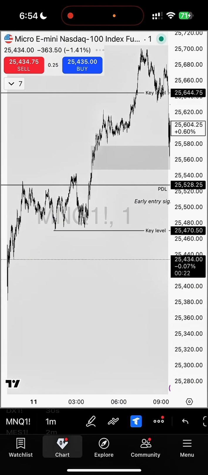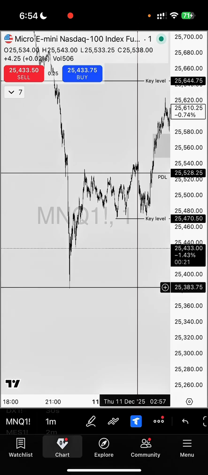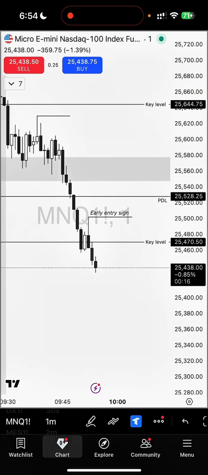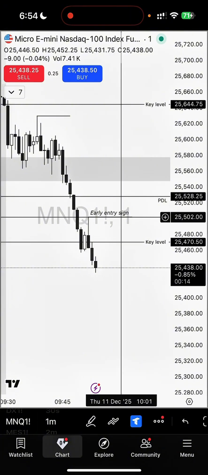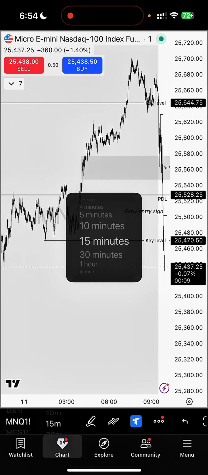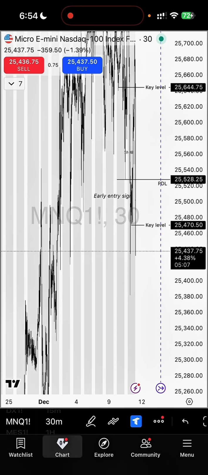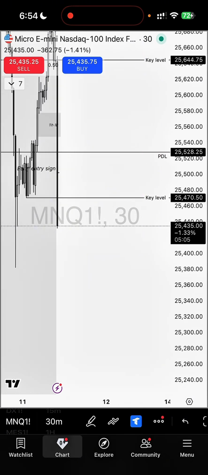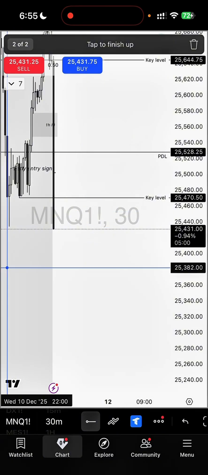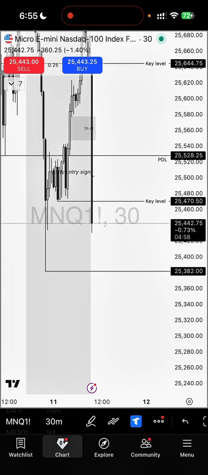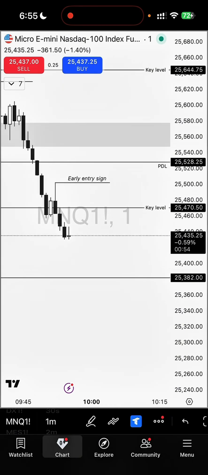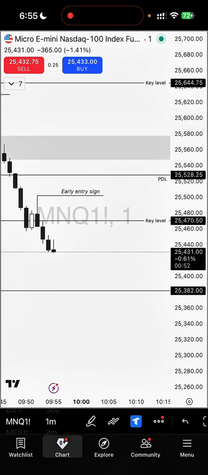All right, so we broke. Most likely we're going to take this low. But I already typed on the Discord to mark this level. A close above this area will be an early entry. Now we're just waiting and seeing what the price does. So let me mark this level. That's what we do. Let's see what the price does at that level.